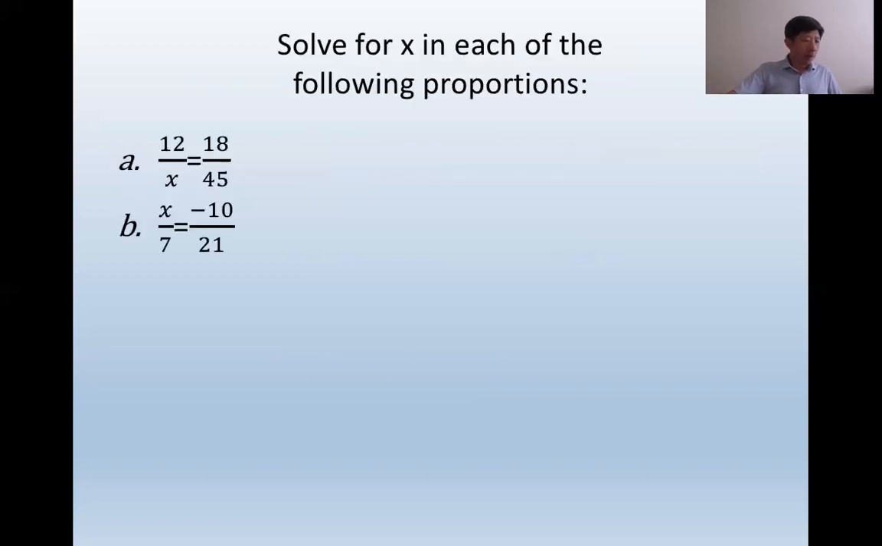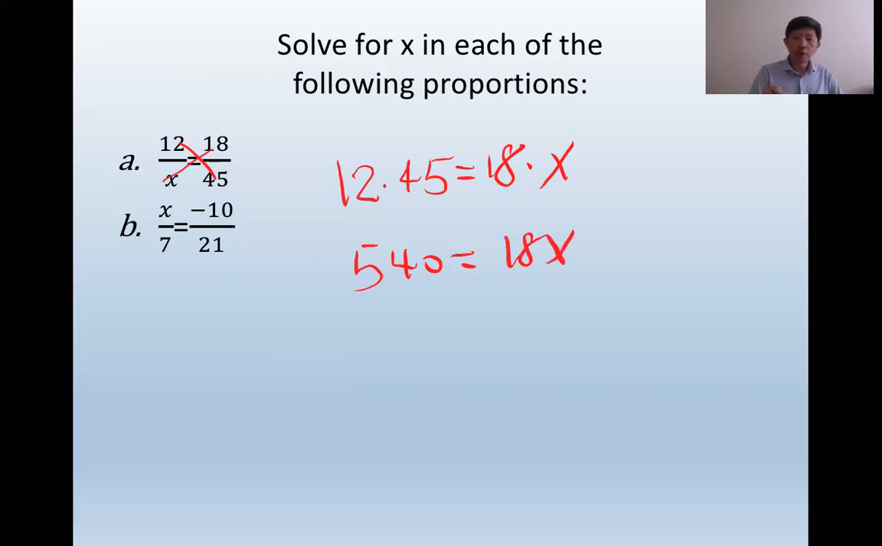Now here is a problem. Now we are finding out what is the x, right? So since this is a proportion, we can cross multiply. We take 12 times 45, which is 18 times x, right? And here we have 540, which is equal to 18x. So both divided by 18, divided by 18. So x is equal to 30, right? 30, right?